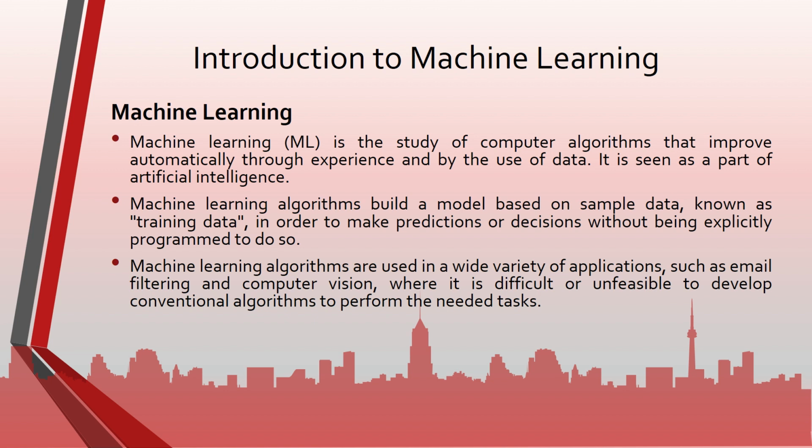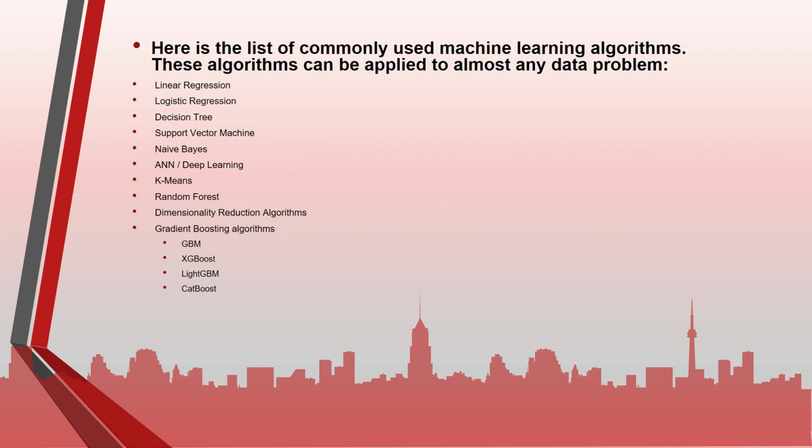classifications. Machine learning algorithms can be used in a wide variety of applications, such as face recognition, email filtering, and computer vision, such as biometric identification, where it's difficult or unfeasible to develop a conventional program. However, there are some things that we need to consider before we can create our own machine learning algorithm. Here is the list of commonly used machine learning algorithms, and these algorithms can be applied to almost any data problem.